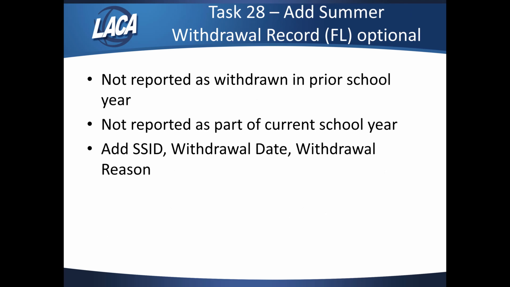If you have a student who was here last year, left over the summer, the building removed the record out of the current school year, and they're showing up on your missing list, you don't have to add them back in unless they came this year. You could put them in the summer withdrawal record and report them that way with just their SSID and their withdrawal date and code instead of having to actually re-enroll the student.